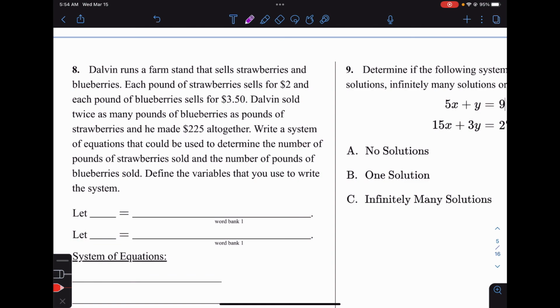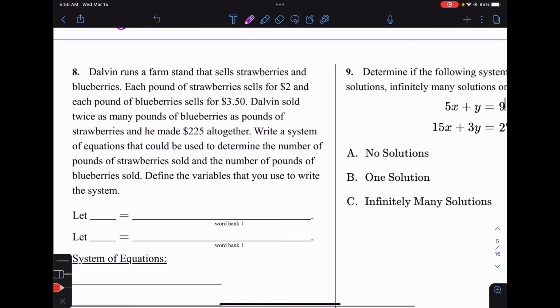All right. So let's go ahead and try number 8. It says, Delvin runs a farm stand that sells strawberries and blueberries. Each pound of strawberries sells for $2, and each pound of blueberries sells for $3.50. Delvin sold twice as many pounds of blueberries as pounds of strawberries, and he made $225 altogether. Write a system of equations that could be used to determine the number of pounds of strawberries sold and the number of pounds of blueberries sold. Define the variables that you want to use to write the system.